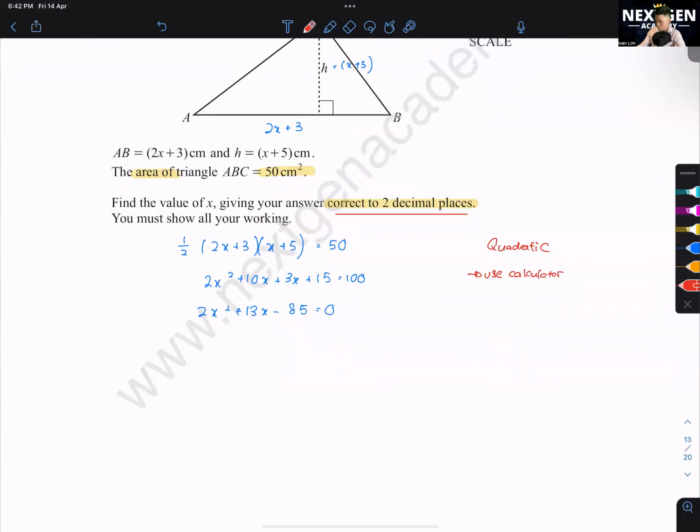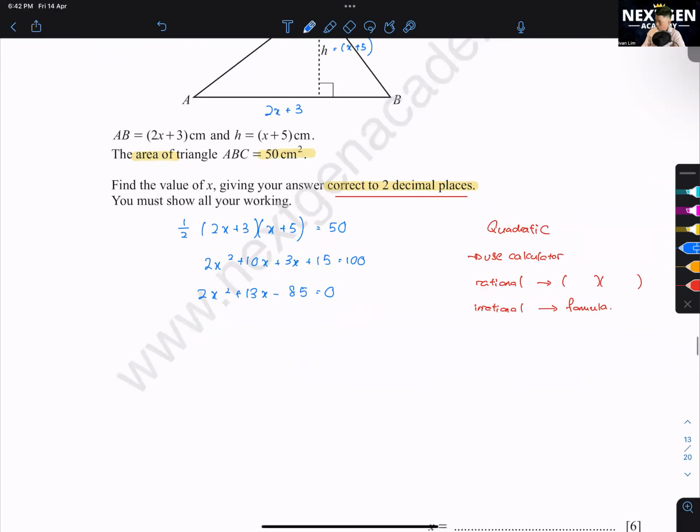Okay, then if rational, you put into bracket like this. If irrational, we are just going to use the formula. Make sure you all show your formula. If you straight away write the answer, 0 marks.